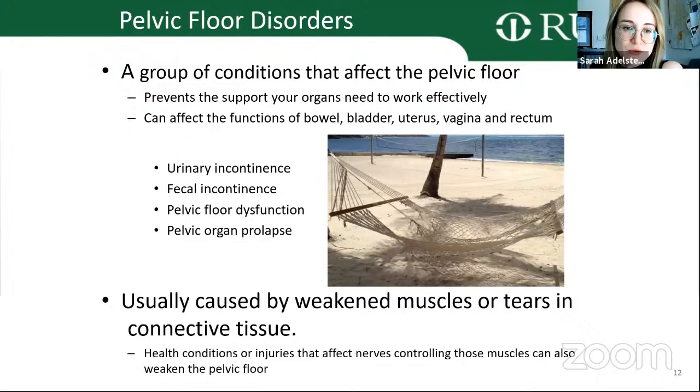So pelvic floor disorders are a group of conditions that impact the pelvic floor and prevent the support that your organs need to work effectively. The kinds of pelvic floor disorders include urinary incontinence, which we're going to talk about today, fecal incontinence, pelvic floor muscle dysfunction, which is usually a pelvic pain problem, and pelvic organ prolapse, which is sort of a hernia in women. All these pelvic floor disorders are generally caused by weakened muscles or tears in the connective tissue, and by health conditions or injuries that impact the nerves controlling those muscles, for example, multiple sclerosis or sometimes Parkinson's disease.